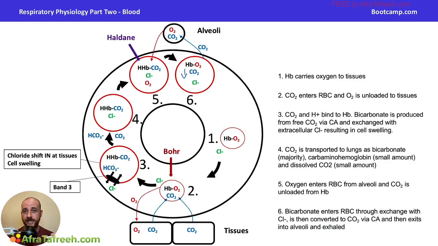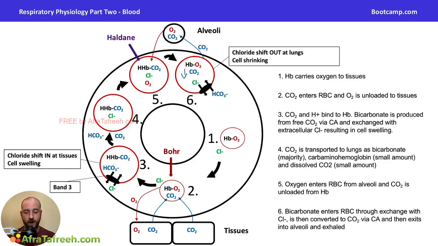And so because the intracellular bicarbonate concentration is decreasing, this is going to create a concentration gradient for the extracellular bicarbonate to now enter into the red blood cell. And so now through a similar transporter, the extracellular bicarbonate is going to be brought into the cell in exchange for chloride shifting out of the cell.